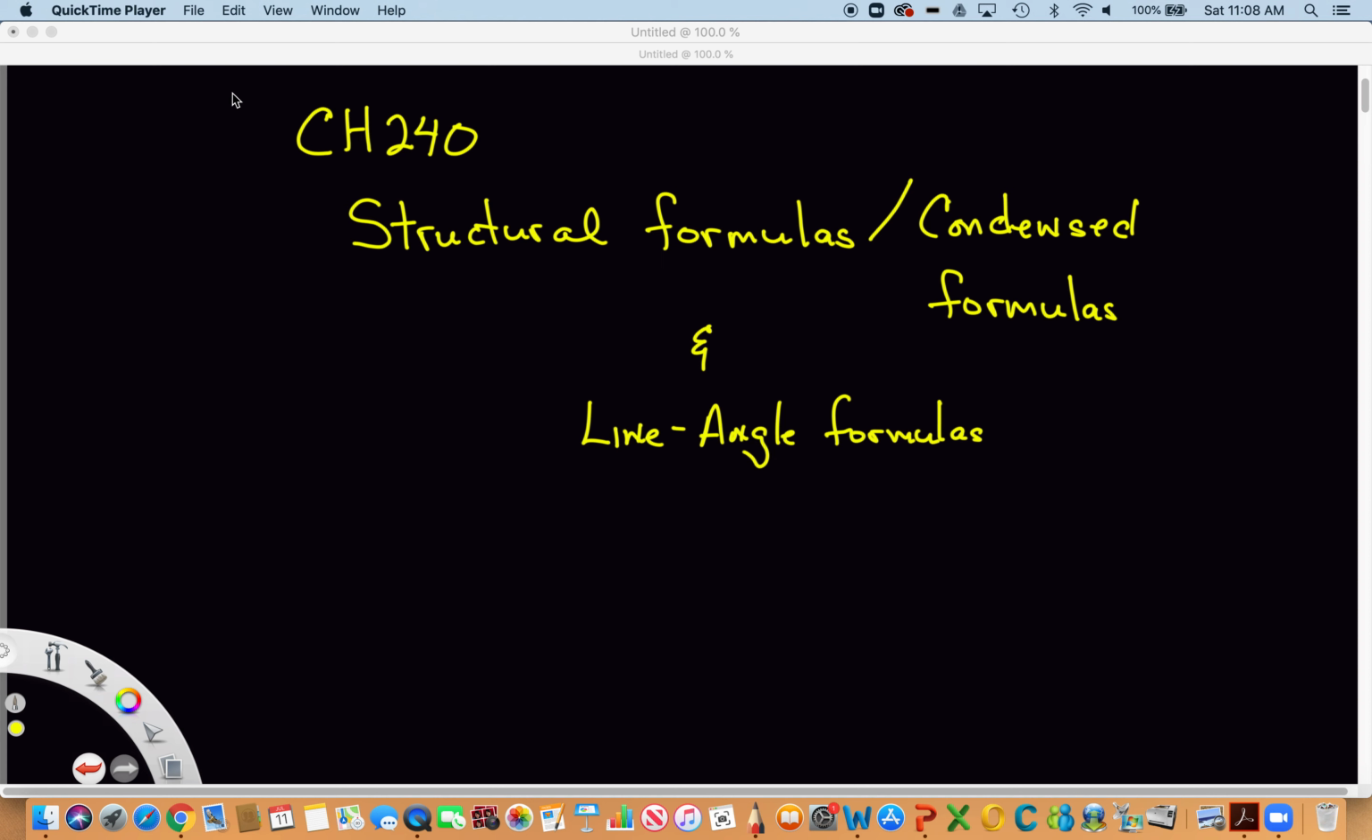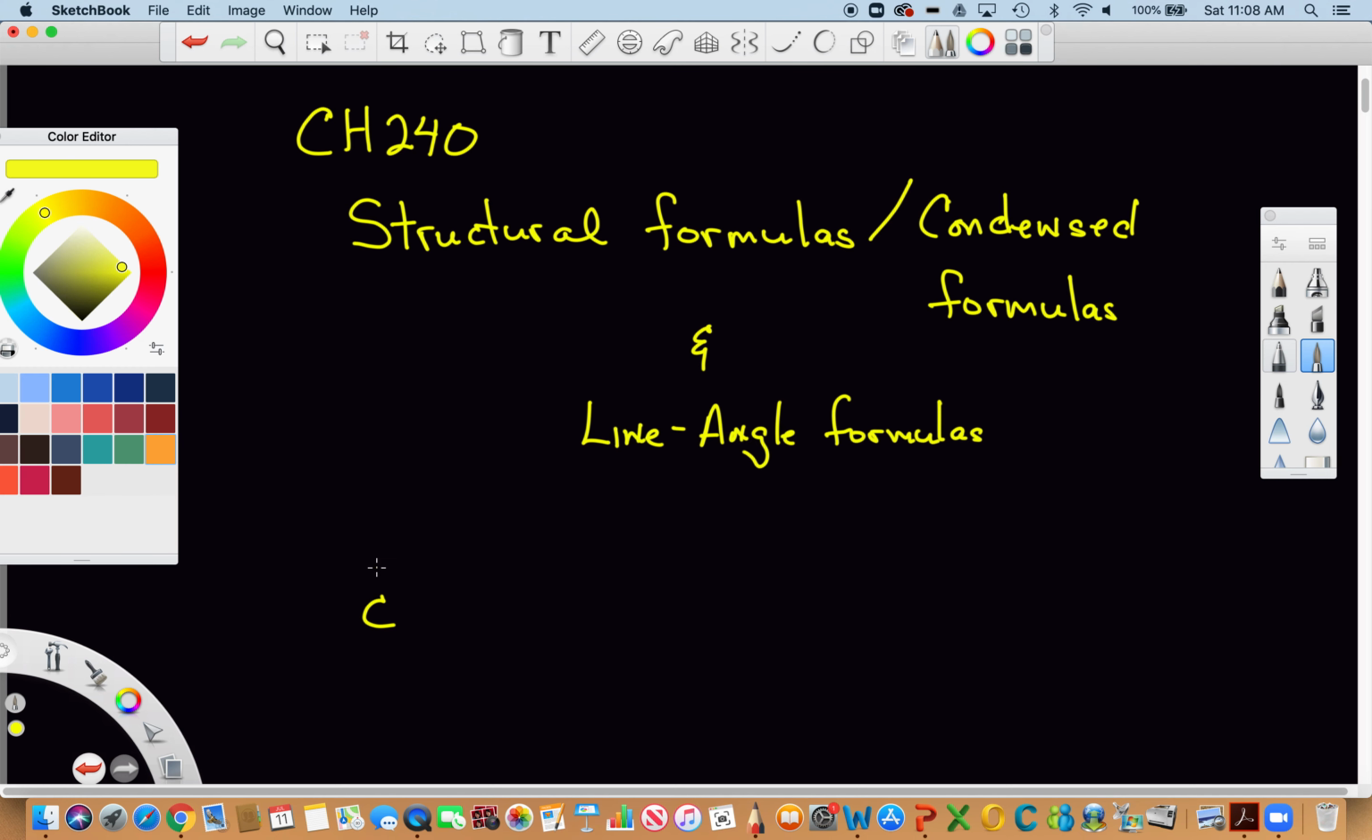Chapter 1, I believe this is probably video 5 on structural formulas. I'm going to focus on structural formulas, condensed formulas, and then the line angle formula. So a structural formula, and I'll do probably all of them at the same time.